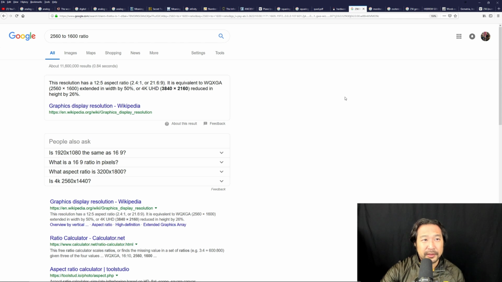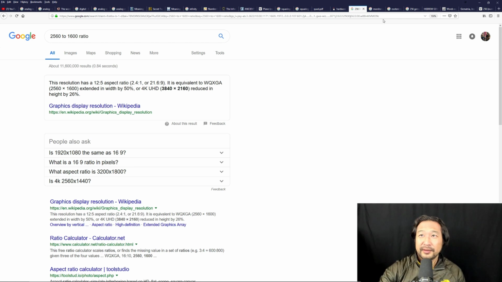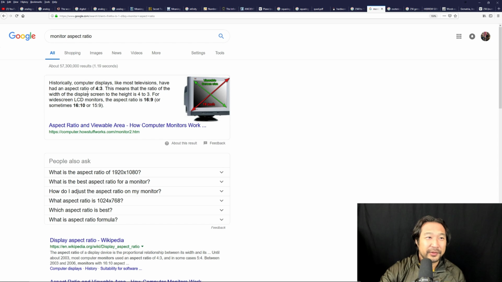Some ratio, I gotta figure it out. Here we go. 4:3 was the aspect ratio of most computer displays early on. Then it became 16:10, which was kind of the ratio that I really liked. But then the norm became the 16:9 ratio.